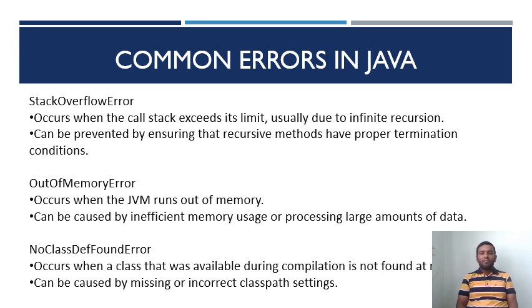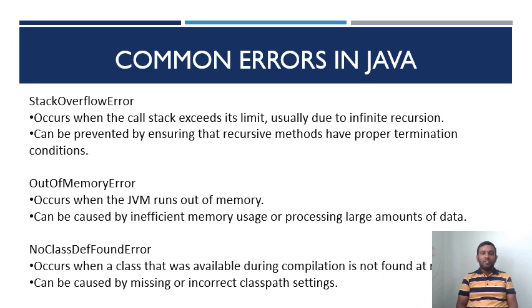What are the different kinds of errors which occur in Java? The first one is stack overflow error. This occurs when the call stack exceeds its limit, usually due to infinite recursion, and this can be prevented by ensuring that recursive methods have proper termination conditions.